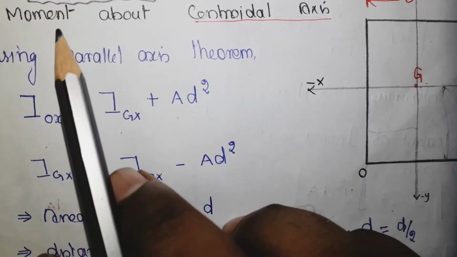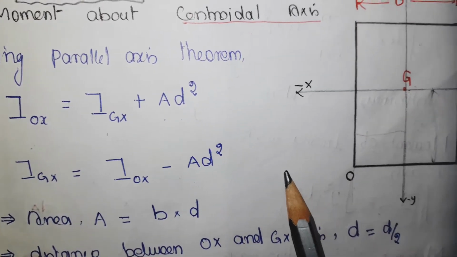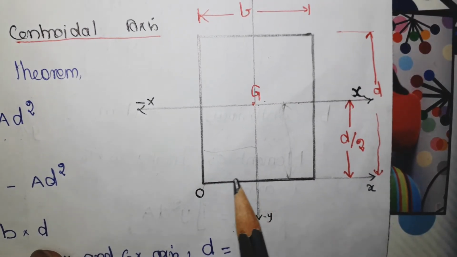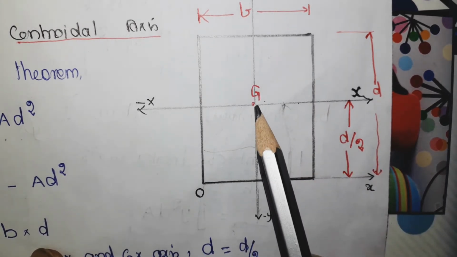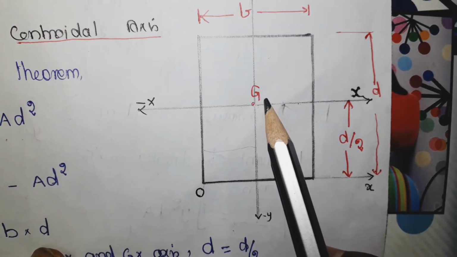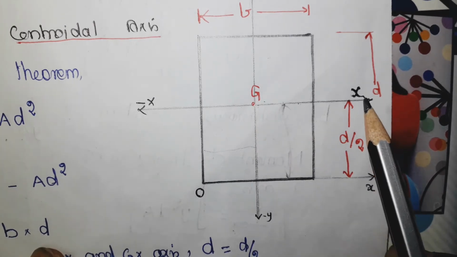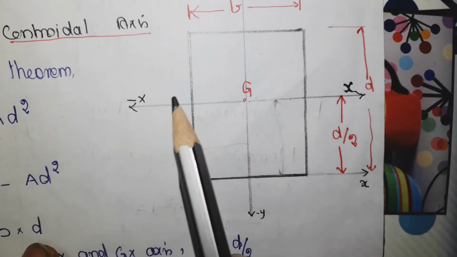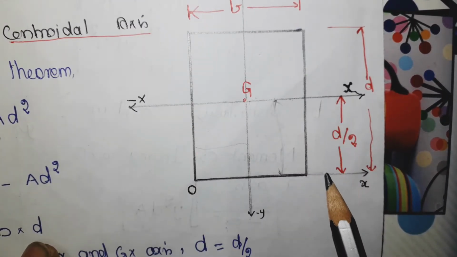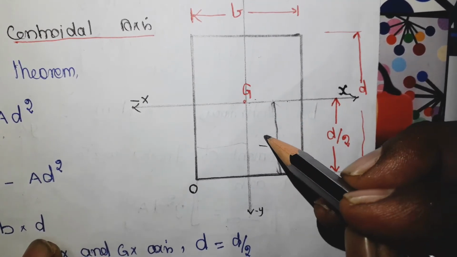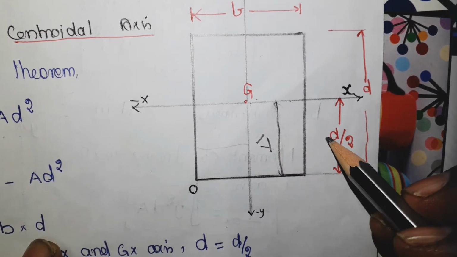Now let us find the moment of inertia about the centroidal axis. First we will discuss the position of the centroidal axis. Here this is the rectangle. This is the position of the centroid. In the centroidal axis system, the centroid becomes the origin. Now this is the centroidal x-axis and this is the centroidal y-axis. The centroidal x-axis is located from the base axis by a distance of y bar, where y bar equals d by 2.